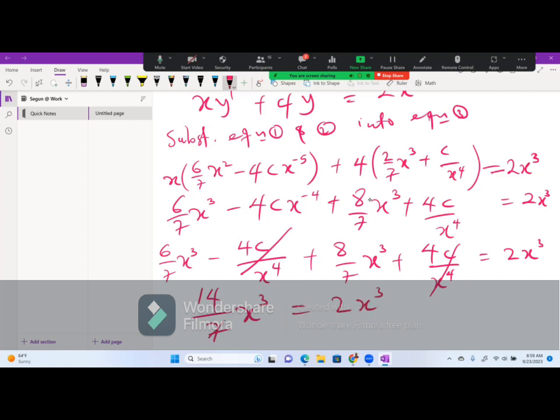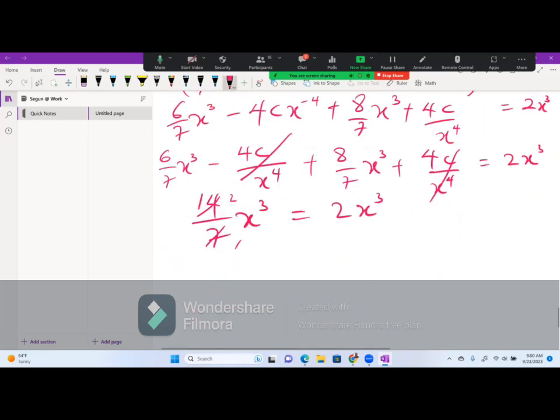So 7 here, 1, 7 here, 2. You can see that we have the same thing. Therefore, we have 2x raised to power 3 equals 2x raised to power 3. That's how you prove it. So once you can prove this, you know that your answer is correct. Please take note of that. Any question?